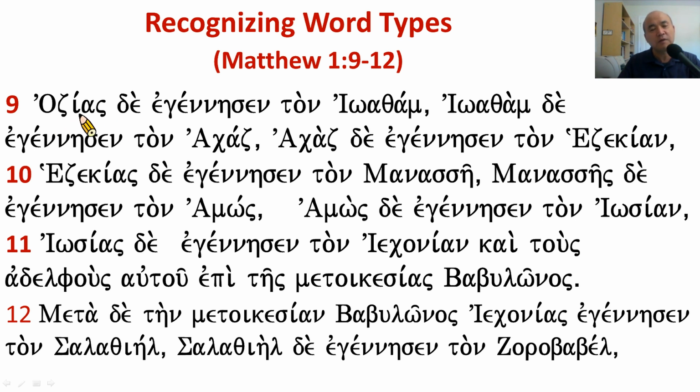Ozias is a name, a proper noun, so it belongs to the noun group. De egenisen is a verb in past tense. Egenisen, ton Yoatham. Ton is an article. It belongs to the noun group. Yoatham, another man's name. From ton, we can know that the following word is a man and singular. Ozias de egenisen ton Yoatham. And Ozias gave birth to Joatham.